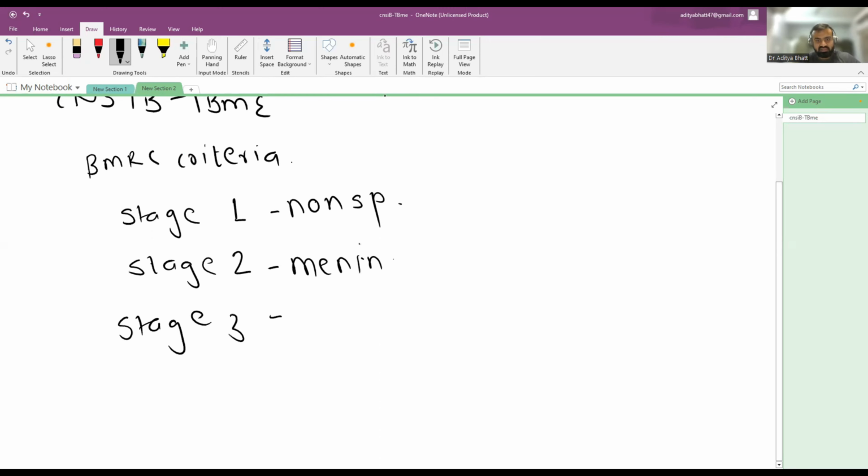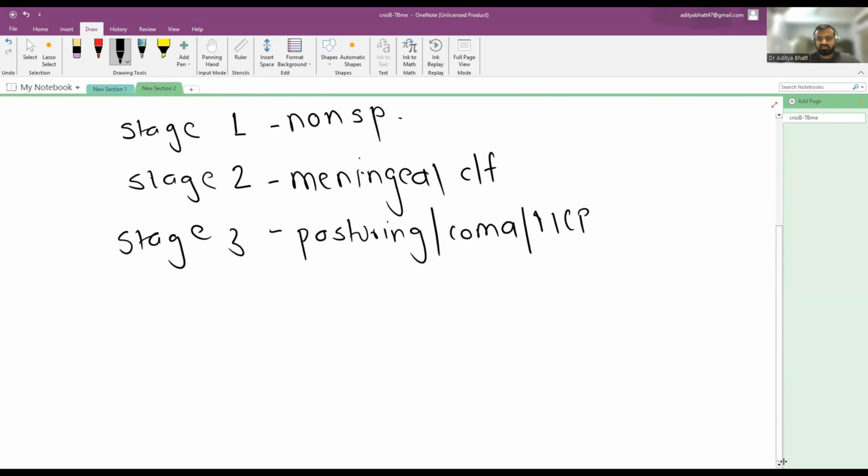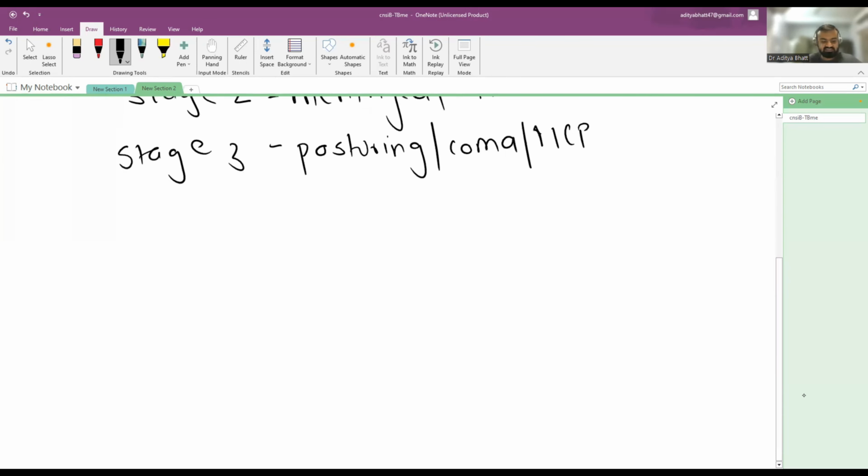Meningeal features include vomiting, loss of consciousness, seizures. All these meningeal clinical features are seen in stage 2, and in stage 3 you see posturing and the complications. There is posturing, there is coma, and there might be increased ICP. All these clinical features are seen in stage 3. So this is the BMRC criteria.